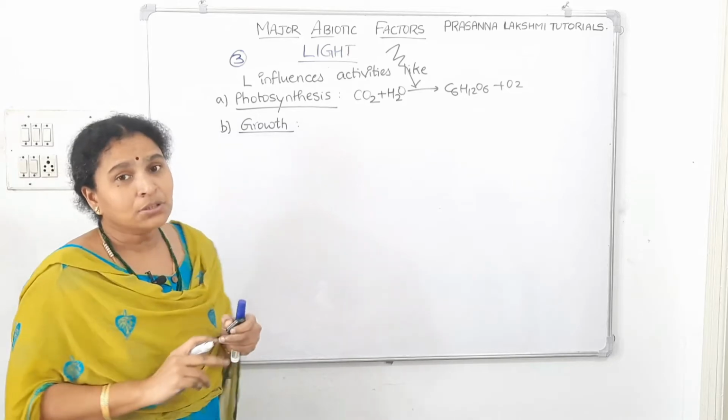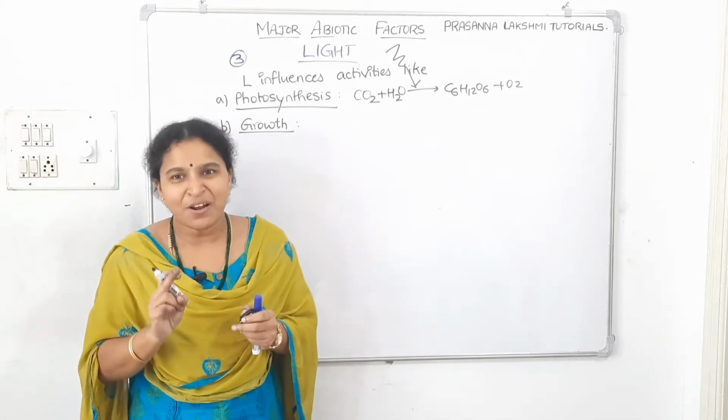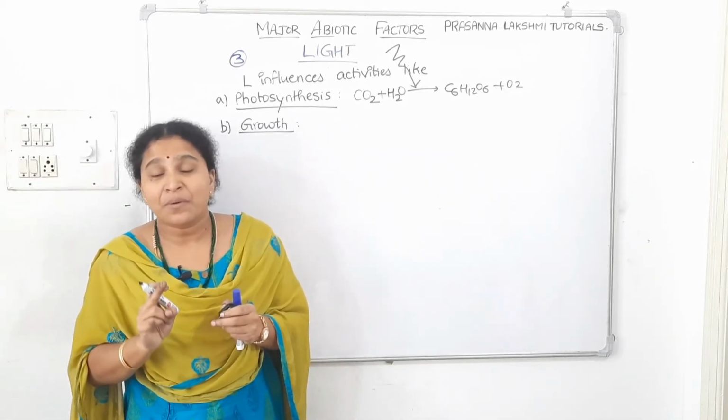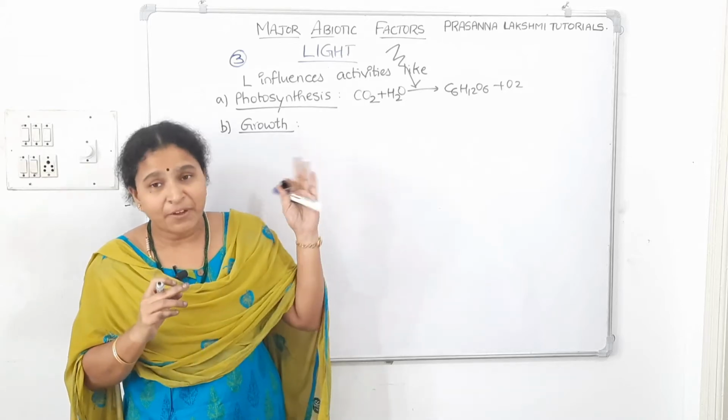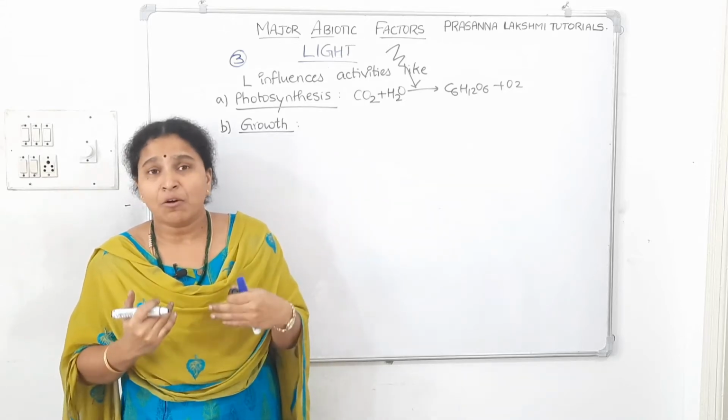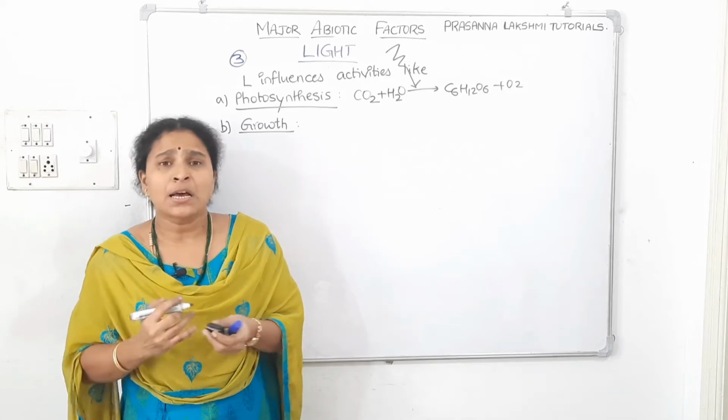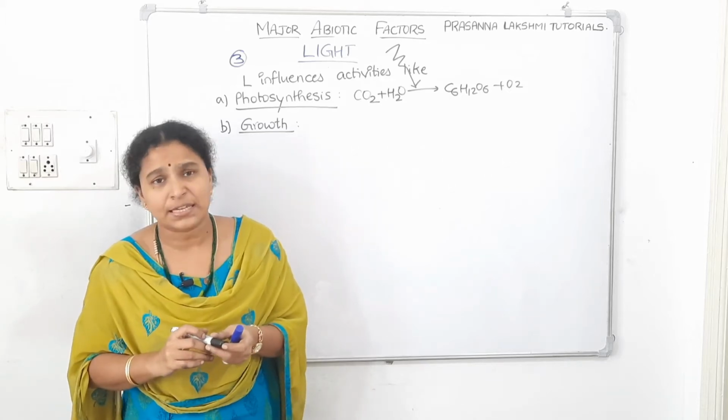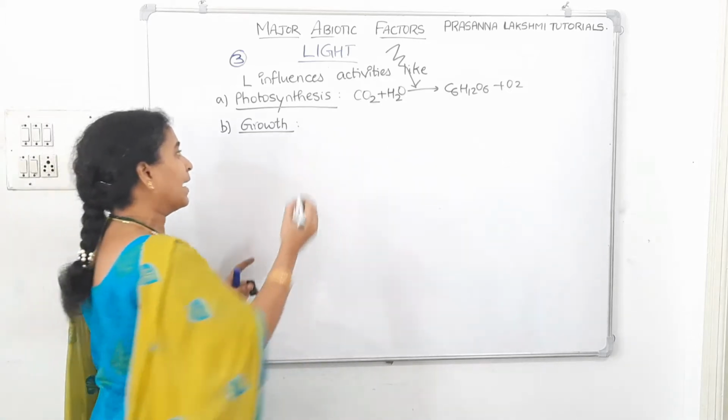The second one is growth. Growth is an anabolic process. An anabolic process requires energy. Energy comes when we eat food. Now, who is preparing the food? Producers. How do producers prepare the food? By taking the sunlight. So for growth also, light is required.